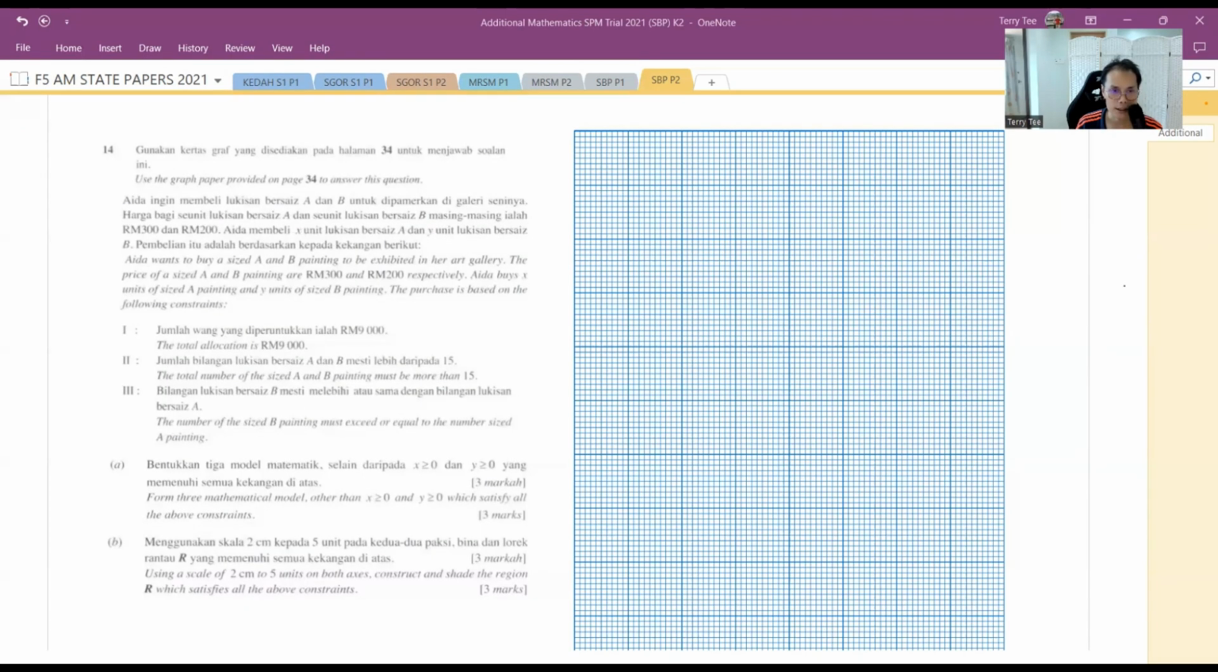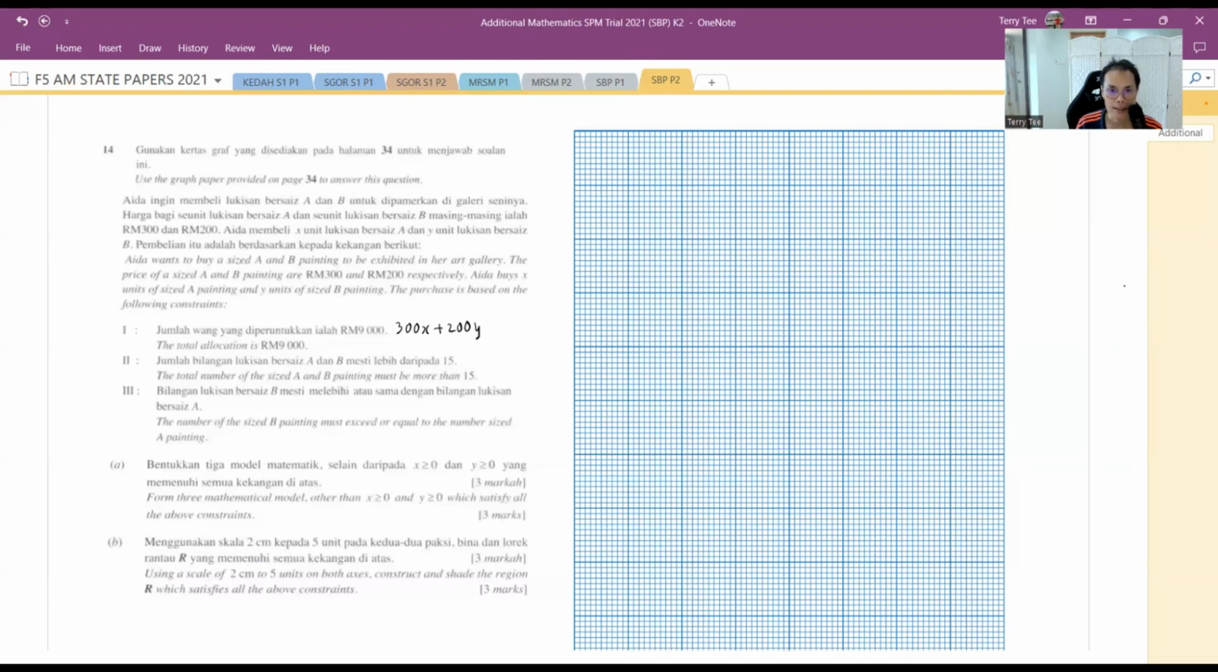Okay, so the first inequality is this. If you buy size A at the price of 300 each, if you bought X units of it, so it's 300 times X. And size B is 200 ringgit each. If you buy Y units of it, it is 200 ringgit times Y.